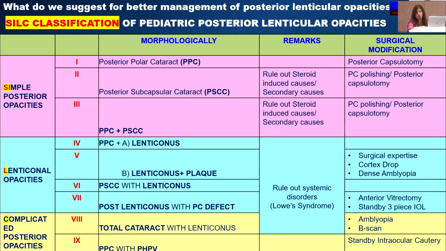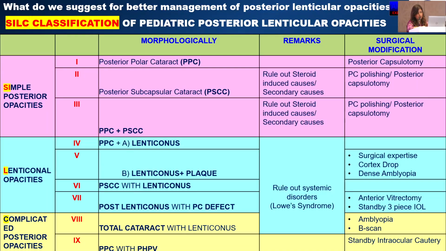Now these cases we must rule out Lowe syndrome. And why do we say that? Because in retrospect, 4 of our cases were diagnosed with Lowe syndrome after the lenticonus was diagnosed ocularly. And surgical expertise is definitely mandated for managing these cases. Also, a standby 3-piece IOL and standby VR support might be indicated. Now, when it comes to prognosis, dense amblyopia can be anticipated considering the unilateral representation that is commonly found.